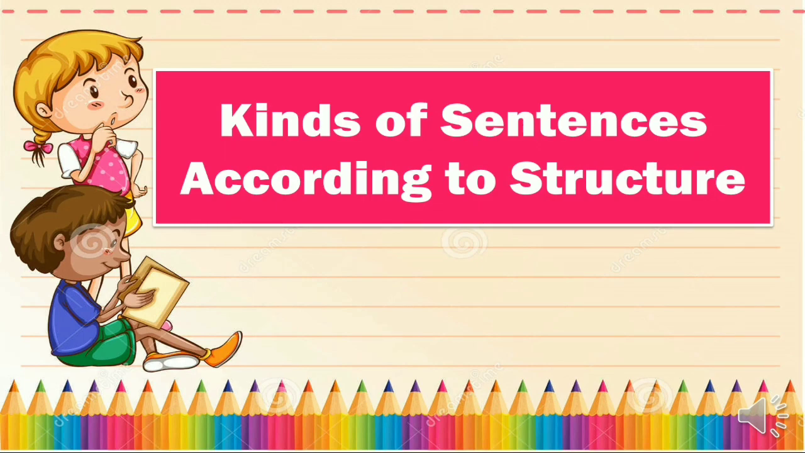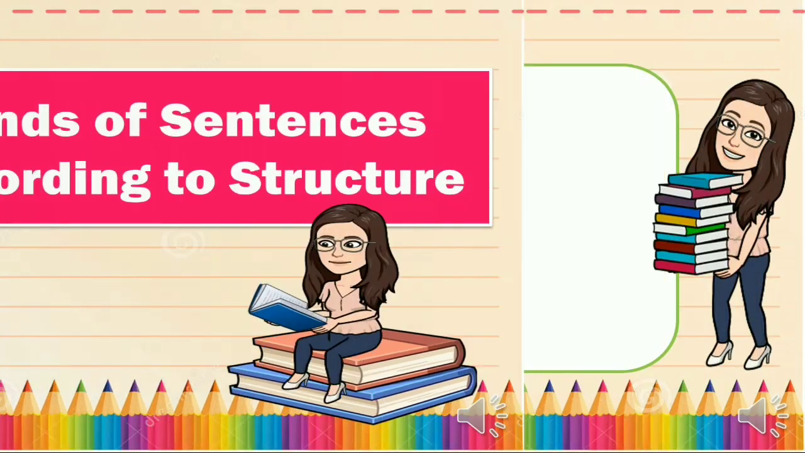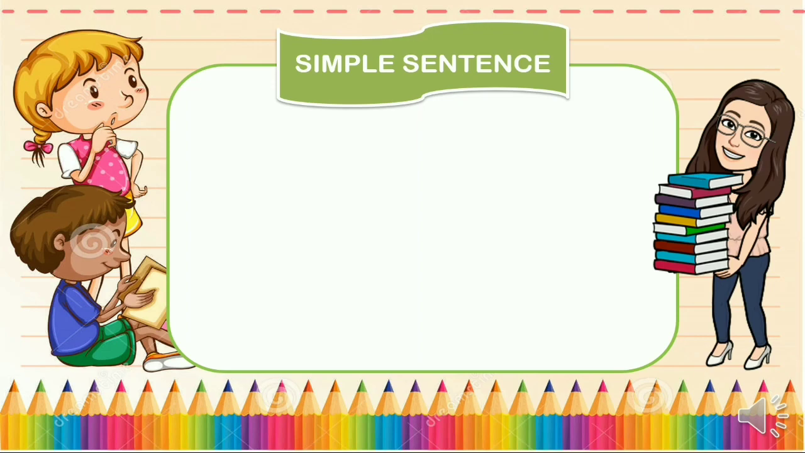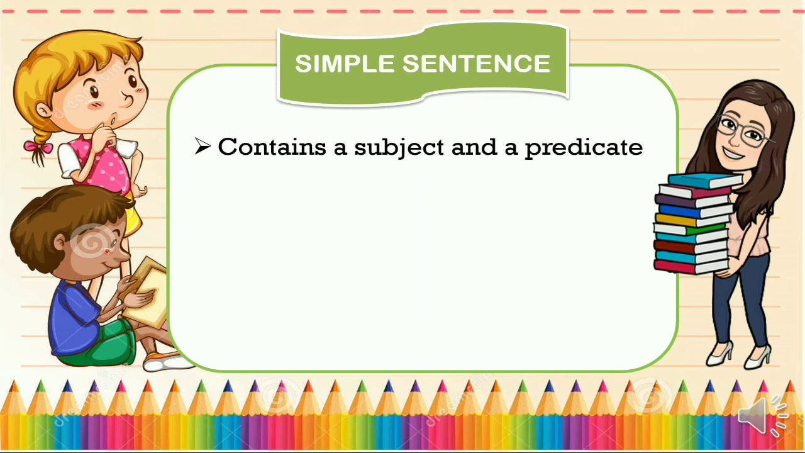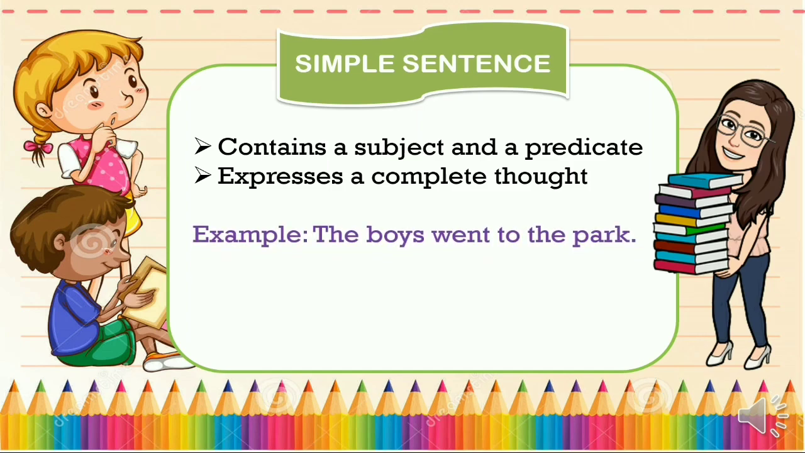Now, let us study the kinds of sentences according to structure. Let us have the simple sentence. A simple sentence contains a subject and a predicate. It expresses a complete thought. For example, the boys went to the park. The subject is the boys. The predicate is went to the park.